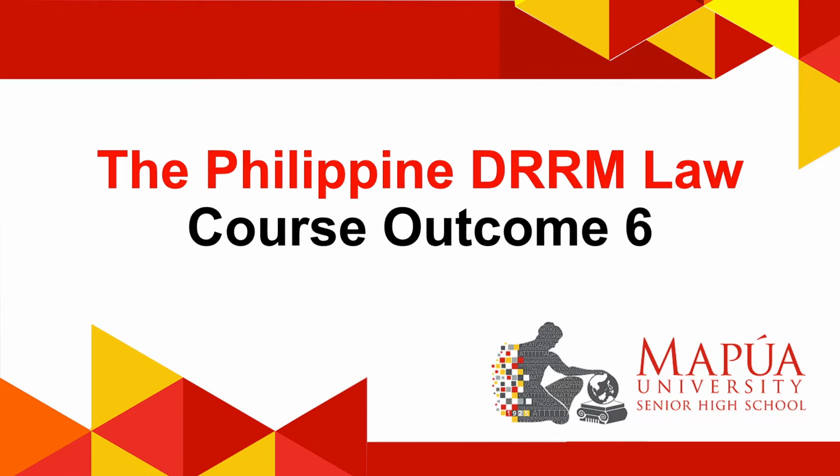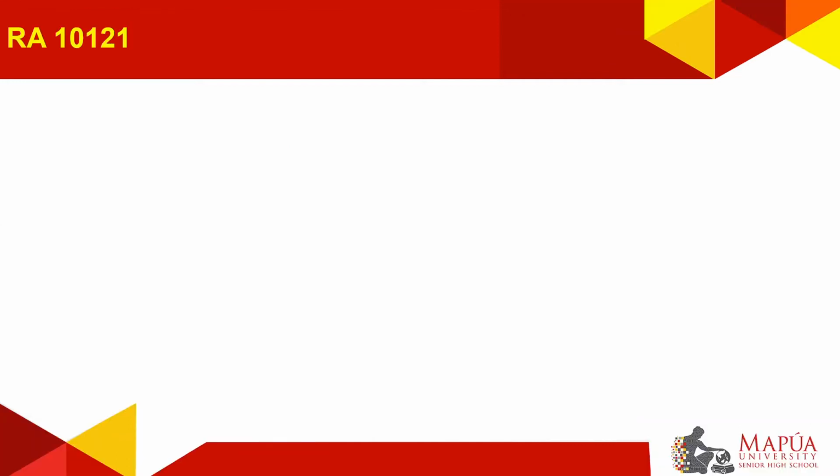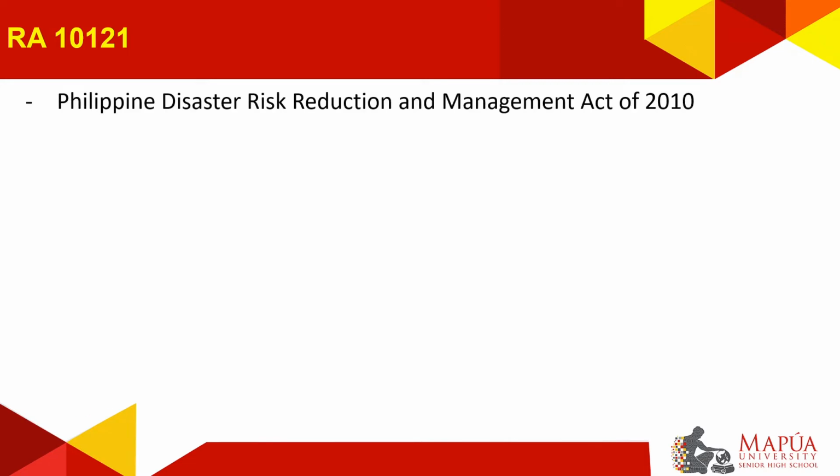Now, when we talk about the Philippine DRRM law, we are pertaining to one law and one law only. What is it? It is RA 10121. RA 10121 is entitled as the Philippine Disaster Risk Reduction and Management Act of 2010. Here we can see all of the provisions and all of the needed information when it comes to the national disaster risk reduction management methods and provisions that this law gives for the Philippines and its constituents.